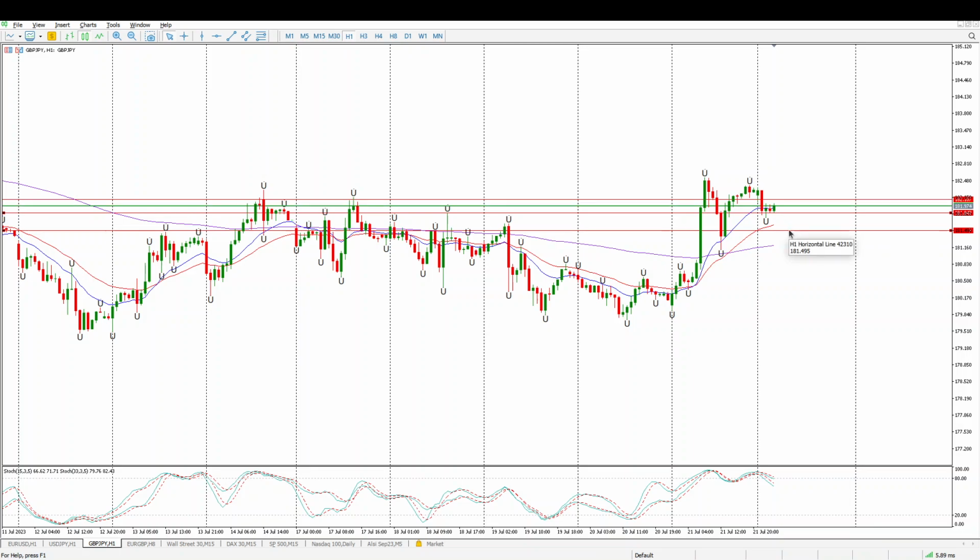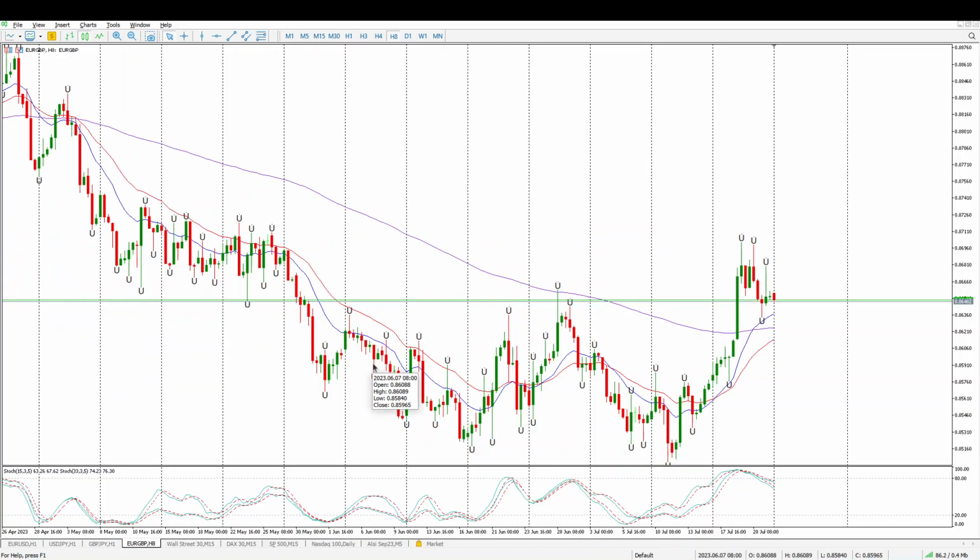So 181.495, then you have 181.842, and then you have 182.107. So I'd want to see a break and retest of this one, and basically ignore this level here, but then this is the other level here. This swing low would be your stop area.